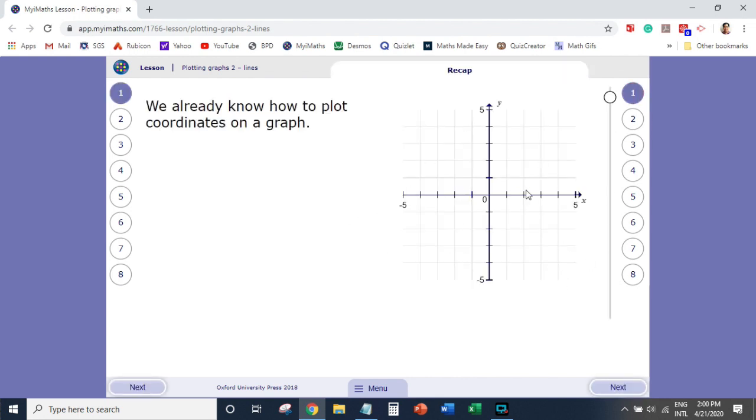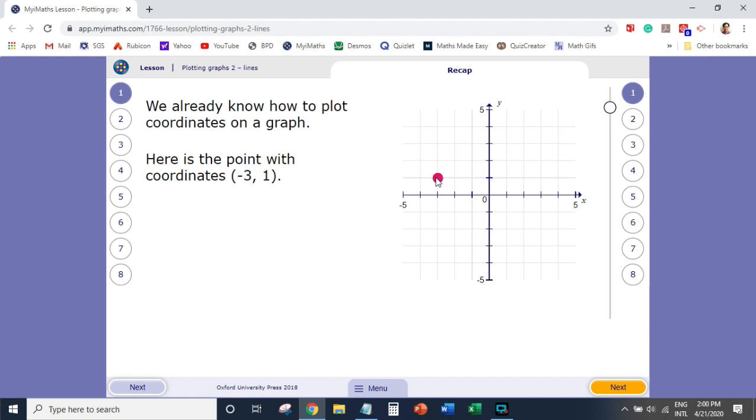We know this is the x-axis, and we have here the y-axis, and this is the first quadrant, the second quadrant, the third quadrant, and the fourth quadrant. Here we already know how to plot coordinates on a graph. So here is the point with coordinates (-3, 1). This is the correct way of writing coordinates with parentheses, and the first number is always the x-coordinate, and the second number is always the y-coordinate.